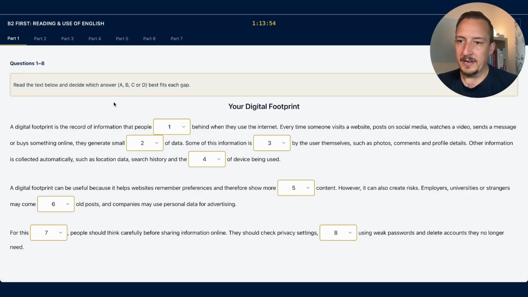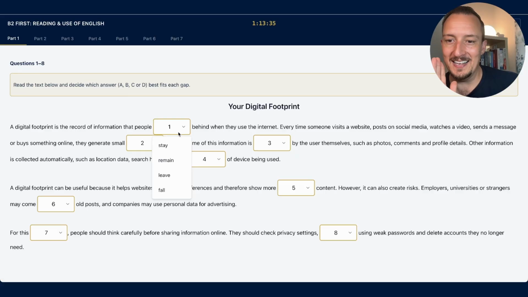A digital footprint is the record of information that people blank behind. Yeah, so immediately the word leave jumps out, because leave behind means when you, for example, have an object, you leave it there. In this case, information's a good one. So you leave information and you go somewhere else. Let's see. Brilliant. It's there. Perfect. So let's have a look at the other options.